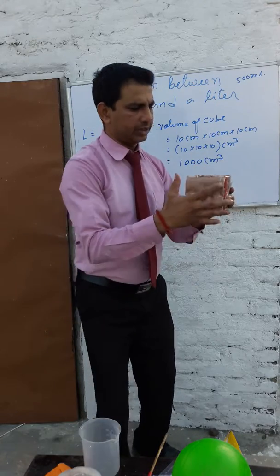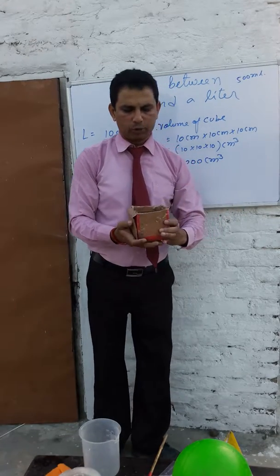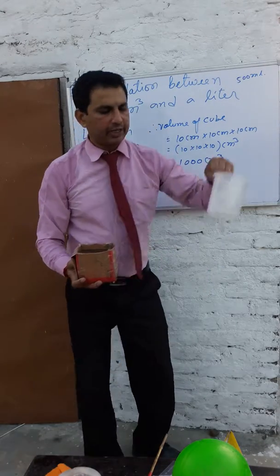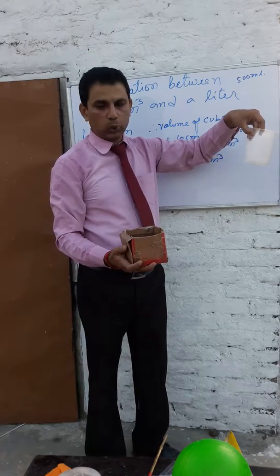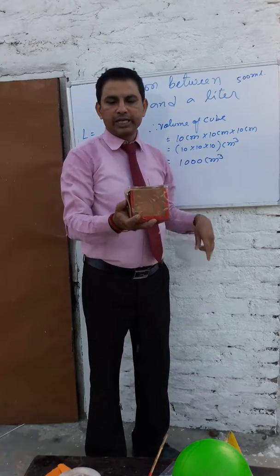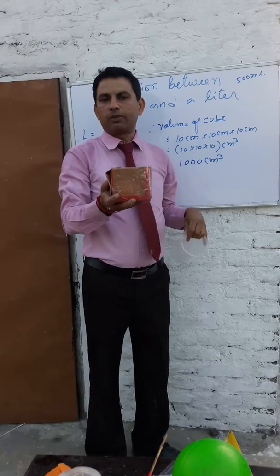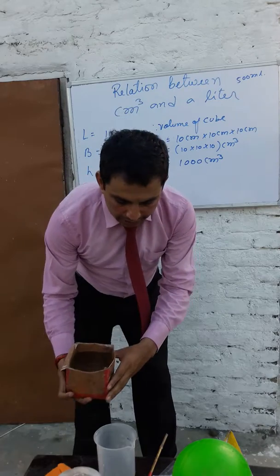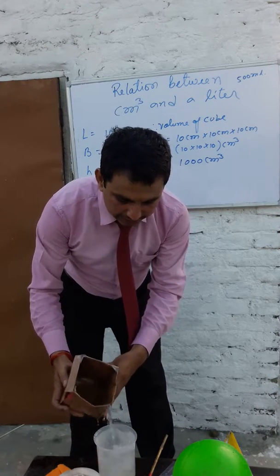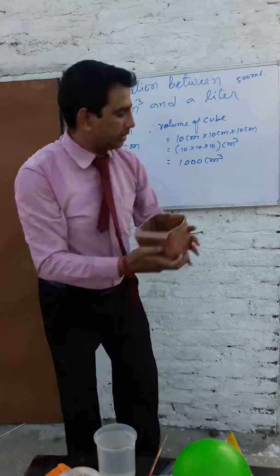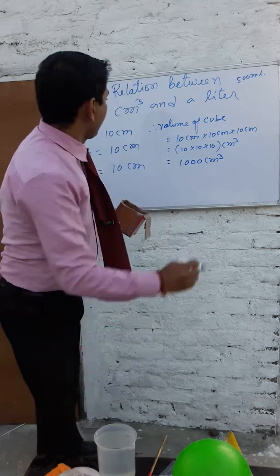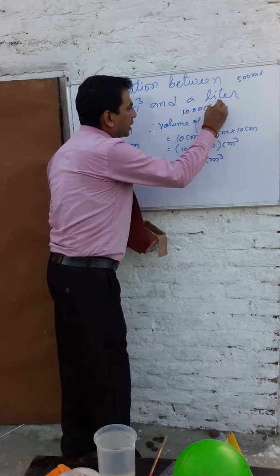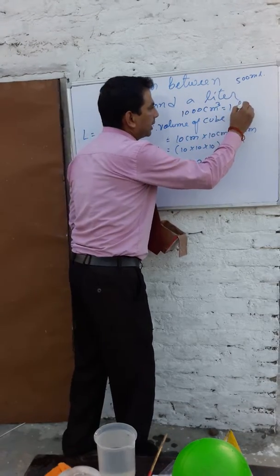So exactly you can see, dear student, that it has come to the brim. If I have filled this 500 ml two times into this, it has filled this, and that means the volume of the water inside it is 1 liter. That means what we have understood from this simple material is that 1000 centimeter cube will give me 1 liter.